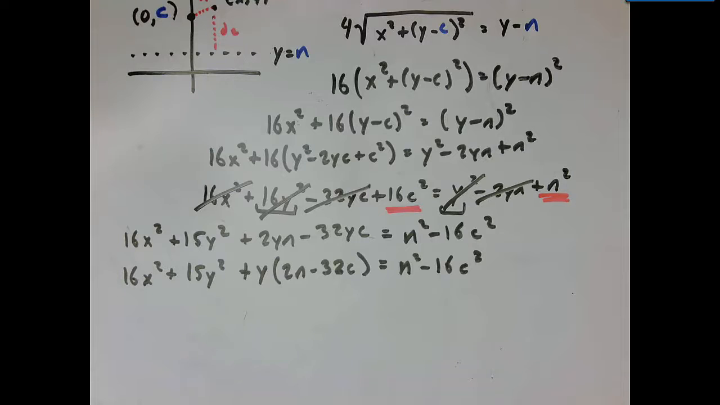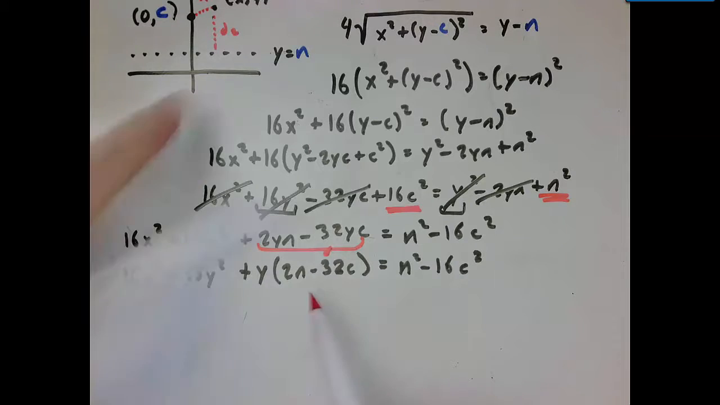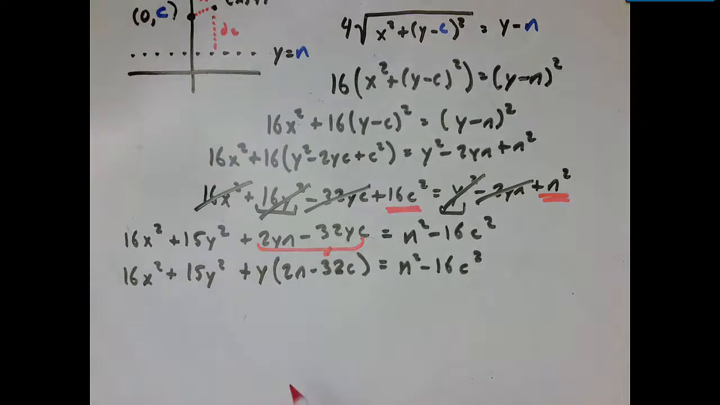Okay, so there we go. So I took this and I rewrote it that way. How do you think about this? Remember, n is a y-coordinate and c is a y-coordinate. They're both just numbers. So let's imagine that n equals 30 and c equals 1. Then I'd have 60 minus 32 is 28. So really, you can think about this 2n minus 32c as being a number, like saying 28y.